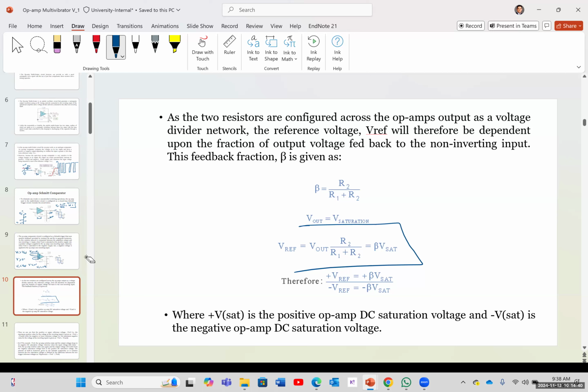Let's solve an example. So first example, R2 is equal to 15K, R1 is equal to 10K, and VCC or V saturation is equal to, let's say, 5 volts. What is V reference?